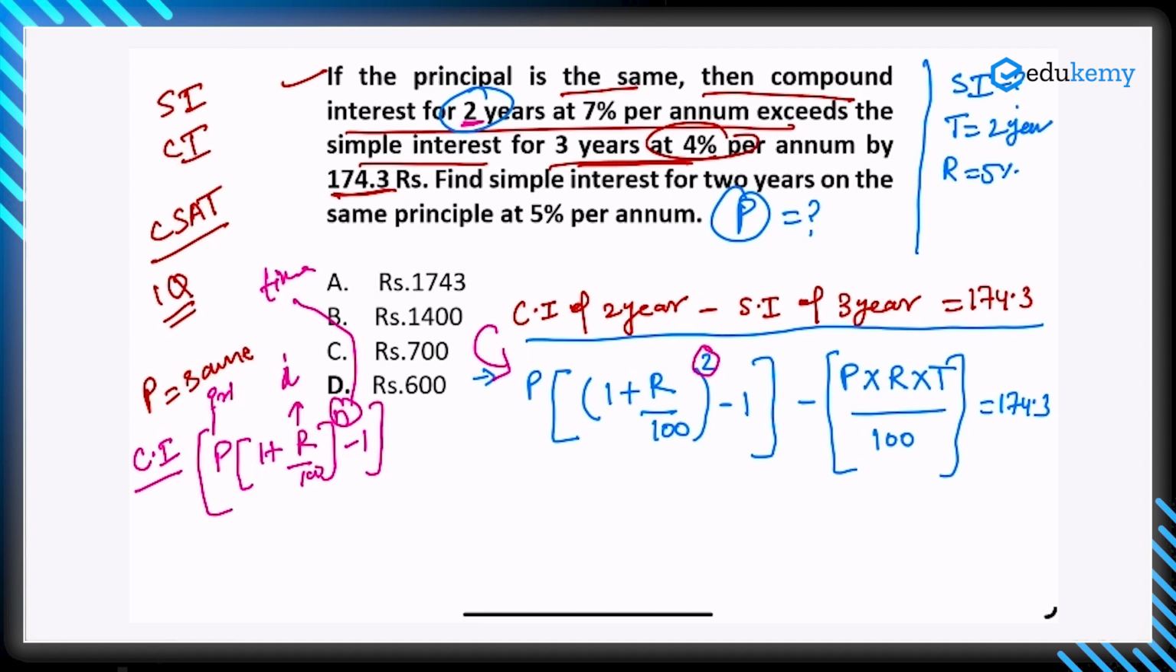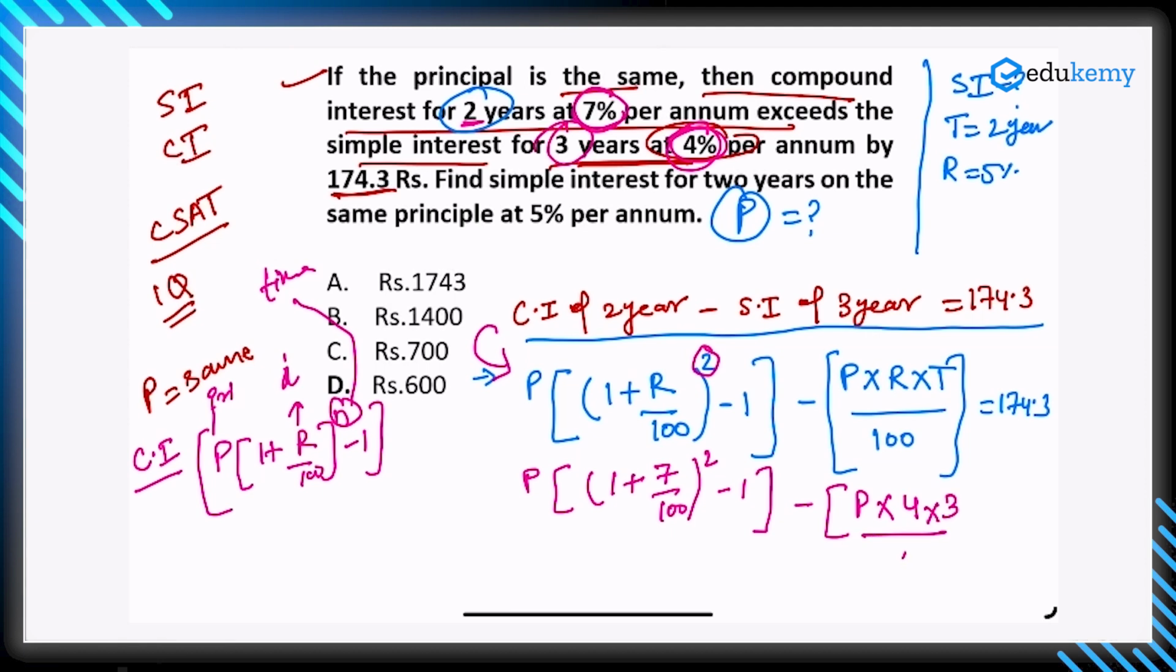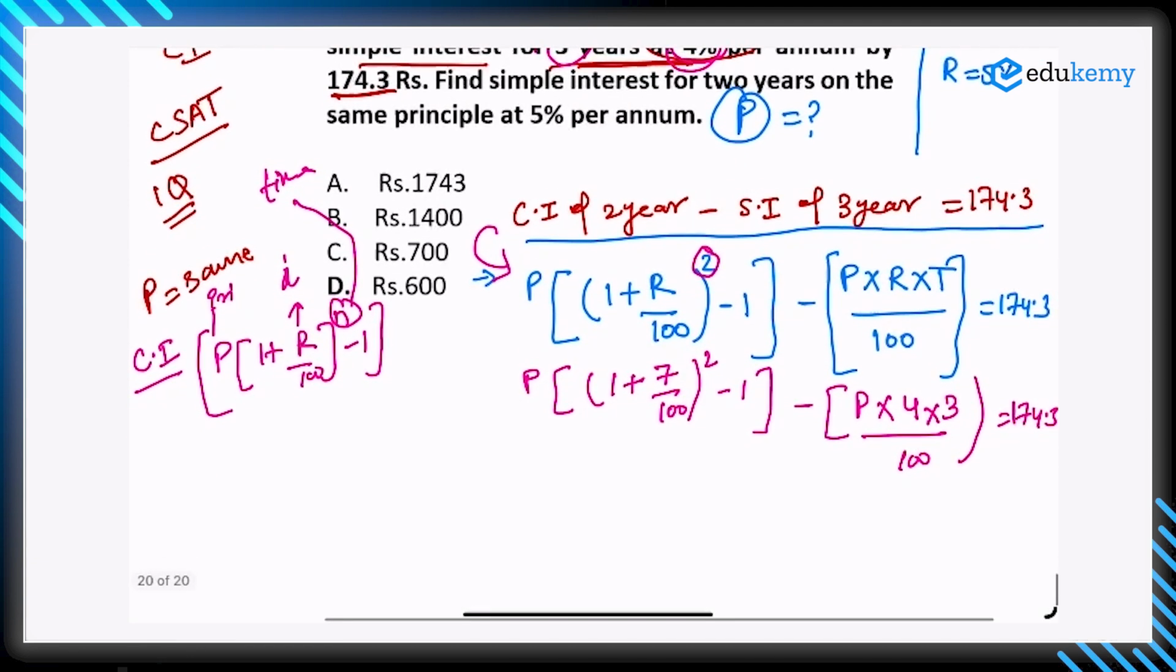Now let's solve the question by putting in the values. P into 1 plus R, where R is 7% in the case of the compound. So we will use 7 here: 7 divided by 100 raised to power 2, minus 1. Secondly, the P we don't know. So P into R, where R for the simple interest is 4%. P into 4, and the time is 3 years, so we are using 3 here. Then divide by 100 is equal to 174.3. अब यहाँ तक clear है सबको.